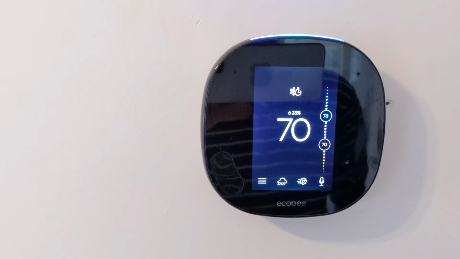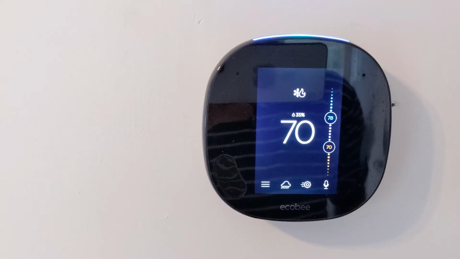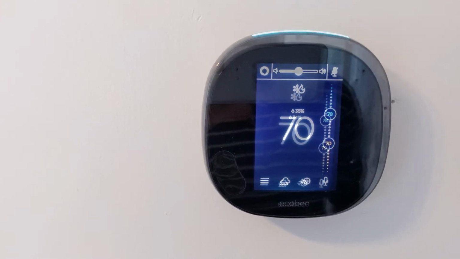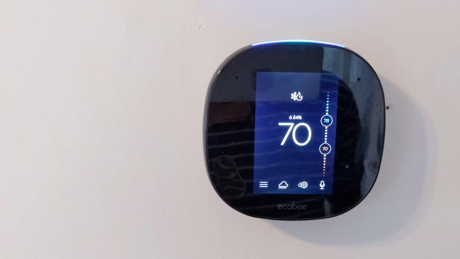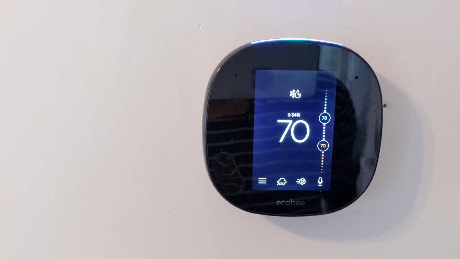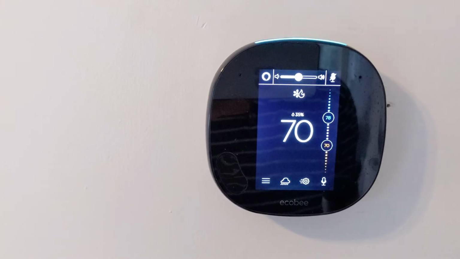Alexa, tell Ecobee to resume schedule on downstairs. Okay, now following your schedule. Alexa, tell Ecobee to resume upstairs schedule. Okay, now following your schedule.